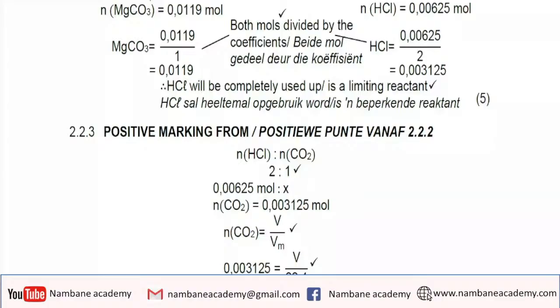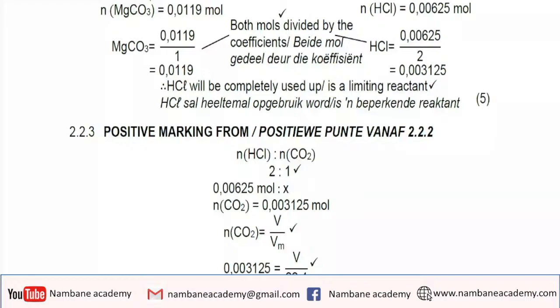And then after that, they use the real moles that they have, which is 0.00625 mole for hydrochloric acid. That will react all of it. And they are also looking for the real moles of carbon dioxide that will be produced. By cross multiplication, they are going to get 0.003125 mole. And thereafter, they use the formula n equals V over Vm for calculating the volume of carbon dioxide that was produced at STP. That formula gets a mark, so that's the second mark.